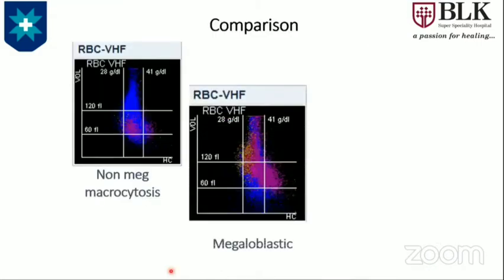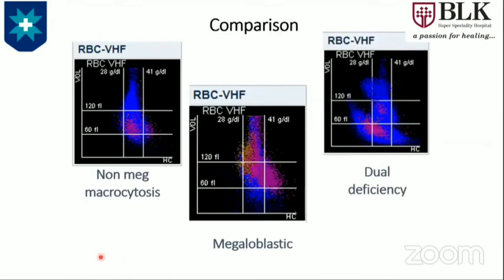Now, just to give you a comparison of all the three, you have a non-megaloblastic macrocytosis, a megaloblastic anemia, and of course the dual deficiency anemia, which you see in these three scatter plots very evidently for all of us.